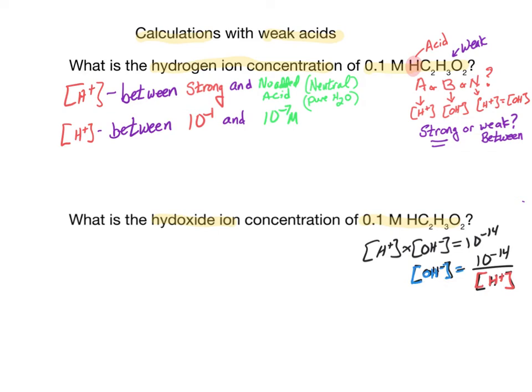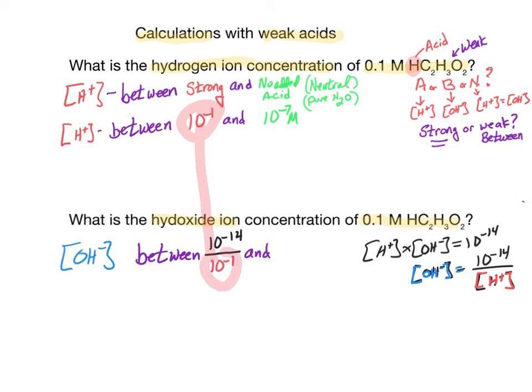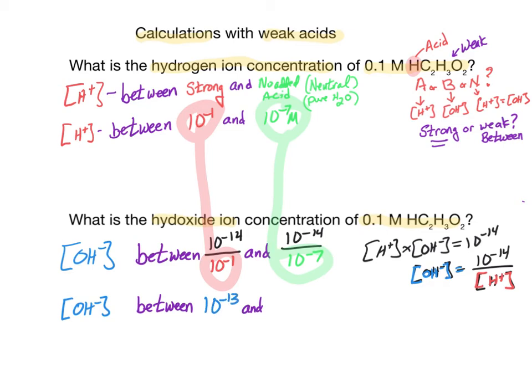In this case, the hydroxide ion concentration will be somewhere between 10 to the negative 14 divided by 10 to the negative 1 and 10 to the negative 14 divided by 10 to the negative 7, which means our hydroxide ion concentration is somewhere between 10 to the negative 13 and 10 to the negative 7.